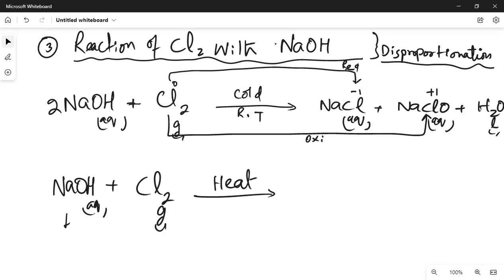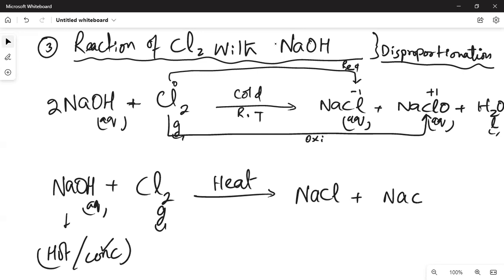So it's like hot concentrated, at time written hot concentrated. Then even the reaction obviously would be faster because you're taking concentrated NaOH and you're heating it as well. Then our products are slightly different. It makes NaCl, NaClO3 and water.